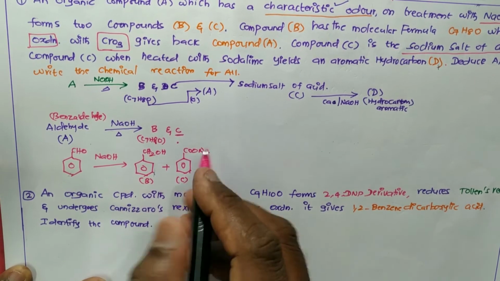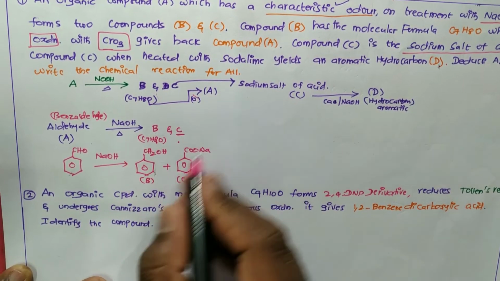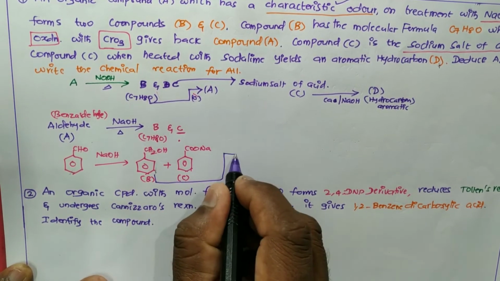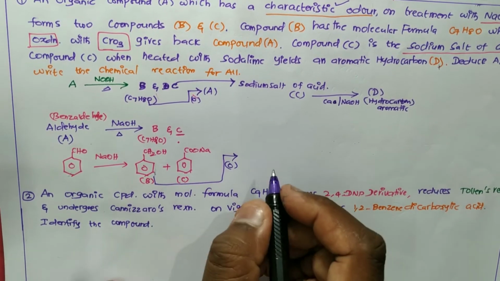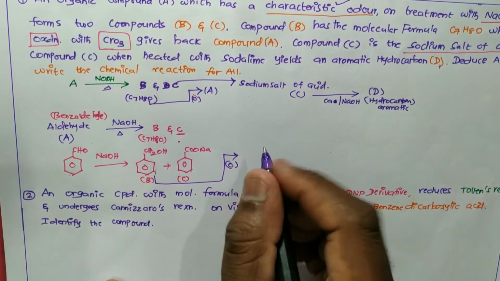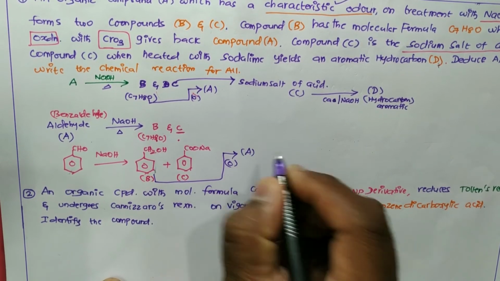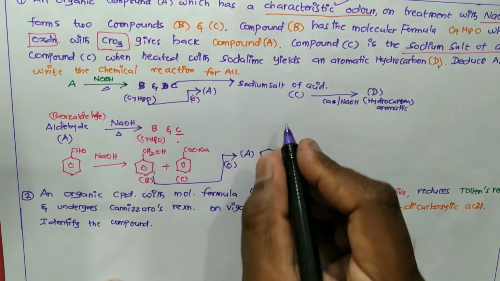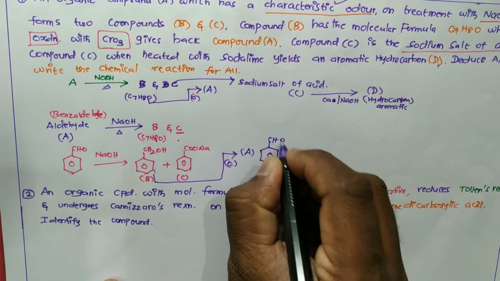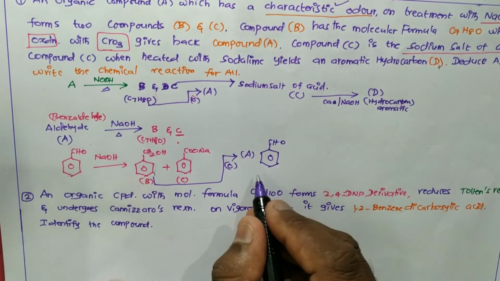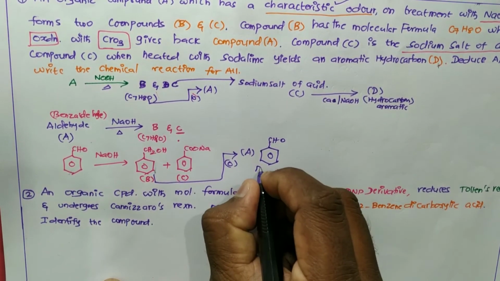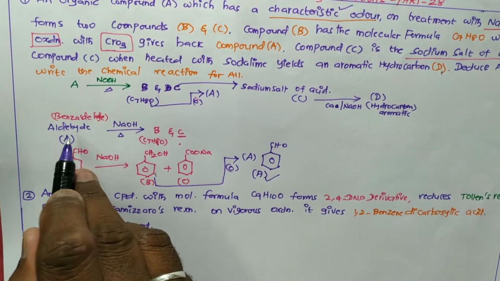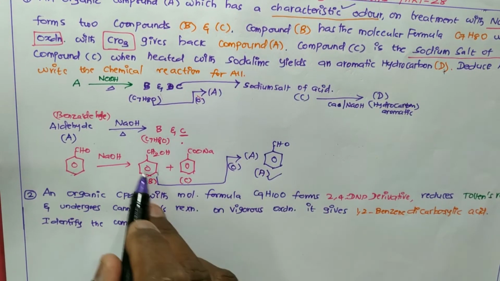The next clue is that compound B gets oxidized. If this compound B is oxidized, what product will I get? I will get product A. If you oxidize benzyl alcohol, I will get benzaldehyde. It is true. This is compound A. If you assume it is an aldehyde, benzaldehyde, because it has a characteristic odor, from that we can get a clue.